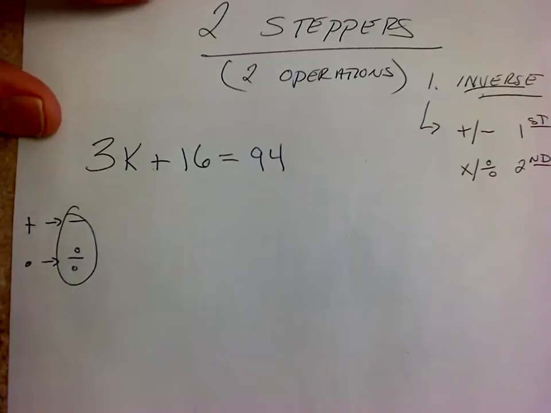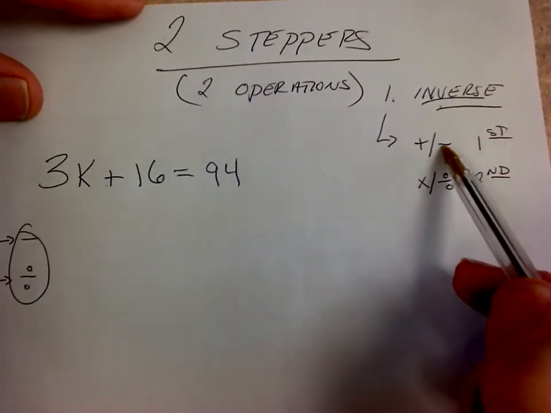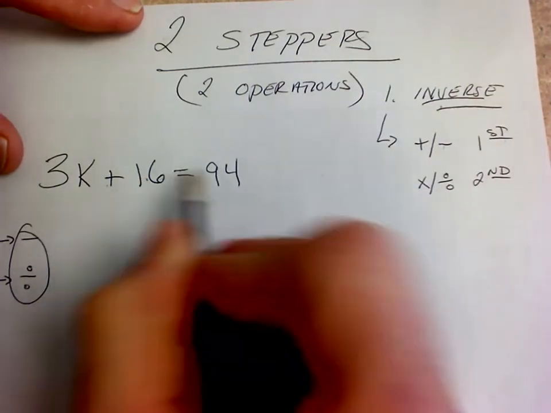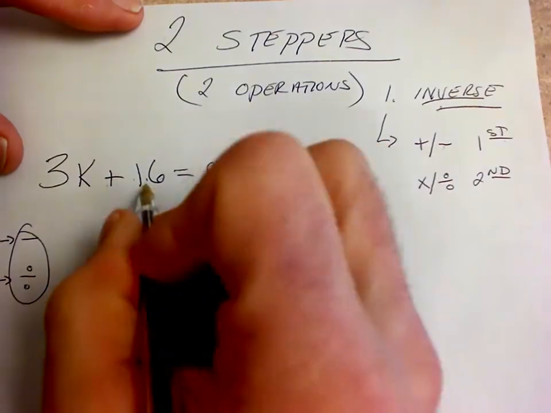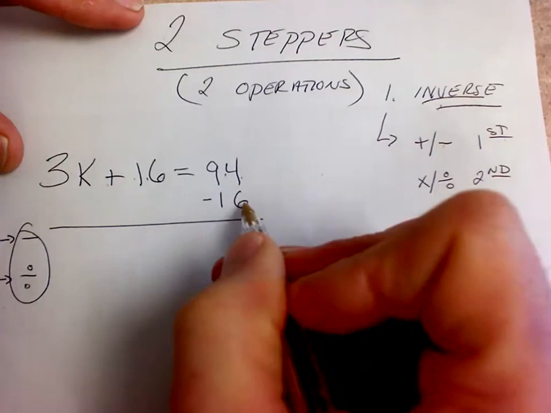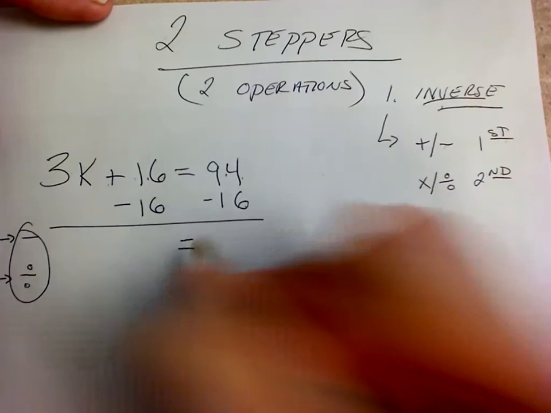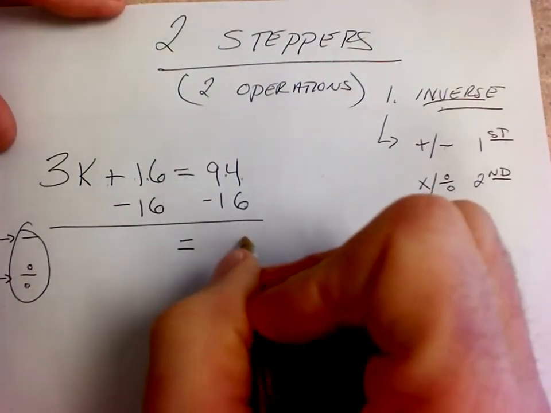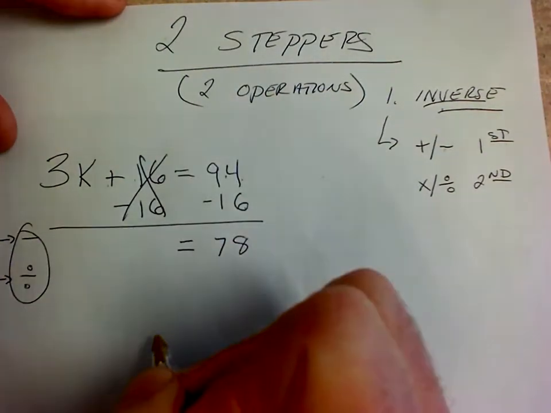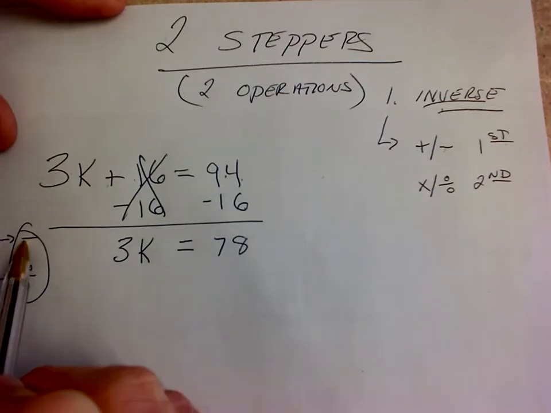So now we know what our two steps are going to be. Fall back on what we talked about in class today. Subtraction comes first. So our like terms, 16 and 94. We always want to move away from the variable. So we're going to bring the 16 over here and we're going to subtract. Apply our rule to both sides. Bring down my equal sign. We get 78. Over here we still have 3k. So that took care of our subtraction sign.